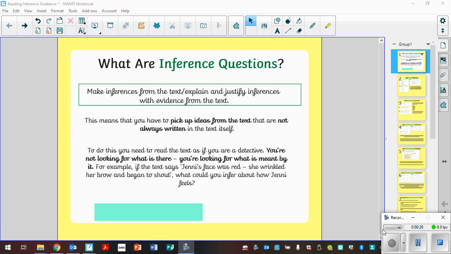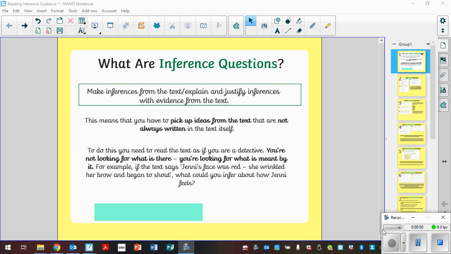And basically that means that we have to pick up the ideas from the text that are not always written in the text itself. And what you need to think about is that you're almost like a detective trying to work out what could be inferred from the information that you have read. All right? And to do this, you need to read the text as if you are that type of detective. You're not looking for what is there, you're looking for what is meant by it.